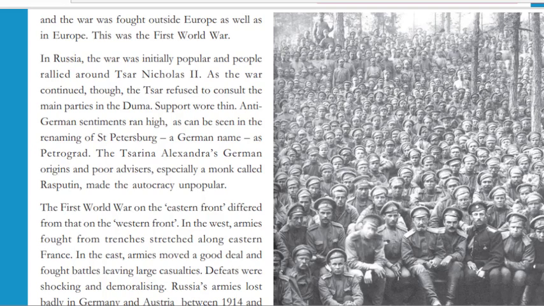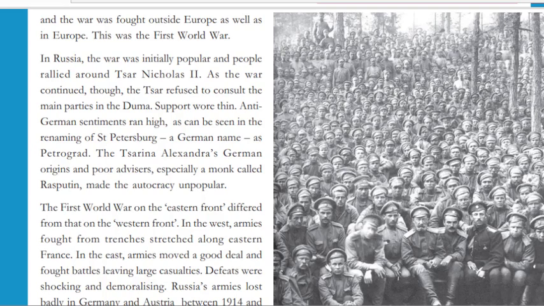In Russia, the war was initially popular and people rallied around Tsar Nicholas II. As the war continued, though, the Tsar refused to consult the main parties in the Duma. Support was thin. Anti-German sentiments ran high, as can be seen in the renaming of St. Petersburg, a German name, as Petrograd. The Tsarina Alexandra's German origins and poor advisors, especially a monk called Rasputin, made the autocracy unpopular.